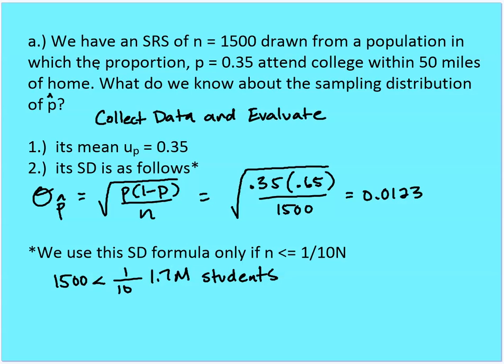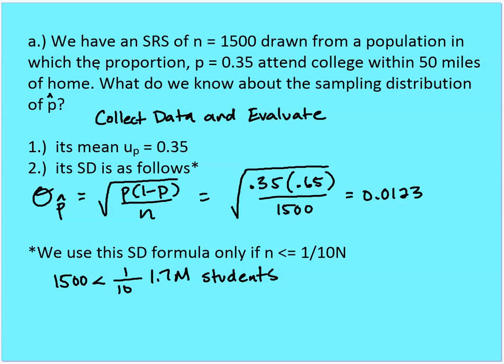All right, so we're going to collect and evaluate the data. The first thing is we're going to say that the mean for the population is given as 0.35, and then we're going to evaluate the standard deviation. Standard deviation is the square root of p times 1 minus p over n. And we're going to evaluate that number as 0.0123.